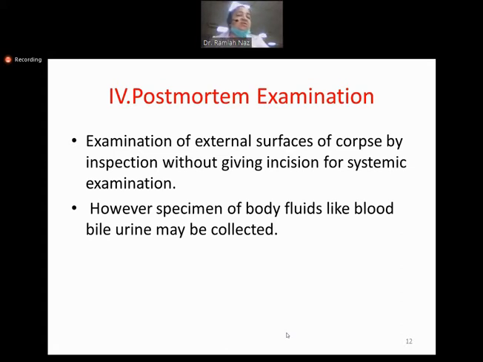Keep one thing in your mind: autopsy is nothing which is called an emergency. So it doesn't come under an emergency situation. You can take your time while performing the autopsy, unless the legal litigation is going to have some kind of hindrance and they need the report at the earliest, but you are the one performing it, so you can take your time. So postmortem examination is only the examination of the external surface of the corpse. Okay.